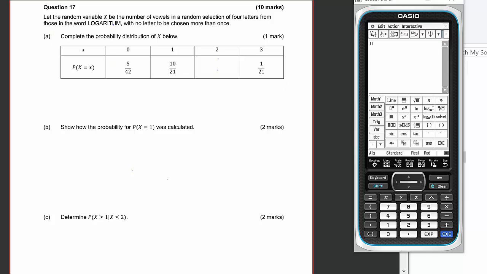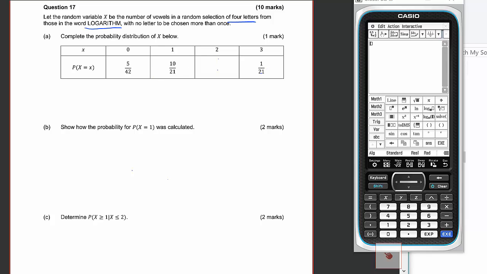Let the random variable x be the number of vowels in a random selection of 4 letters from those in the word logarithm, with no letter to be chosen more than once. Complete the probability distribution of x below.